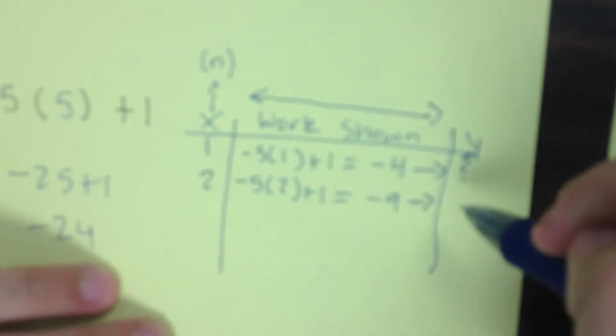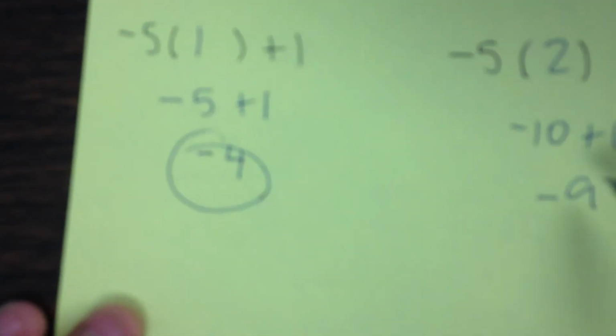You do 2: negative 5 times 2 plus 1 equals negative 9. So you plug that right here. And you keep doing that until you find the 5 values that you want. When you get your 5 values, you get negative 4, negative 9, negative 14, negative 19, and negative 24. And for that, you bring it down, and your answer should be negative 4, negative 9, negative 14, negative 19, and negative 24.